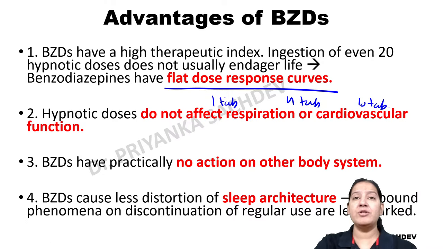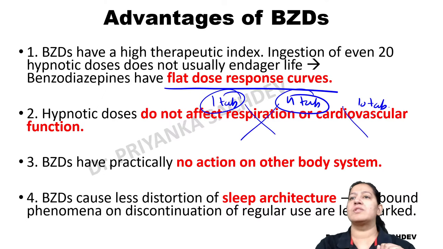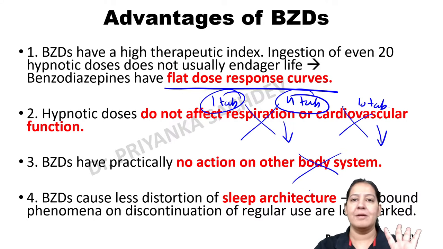In case of barbiturates, instead of one, if the patient takes 4, the patient will die. It does not have any action on respiration or CVS like barbiturate. Barbiturate depresses respiratory effect, depresses CVS effect. No action on other body systems. No disturbance.